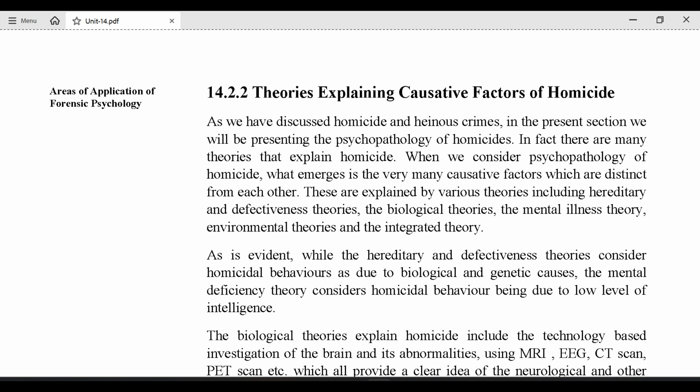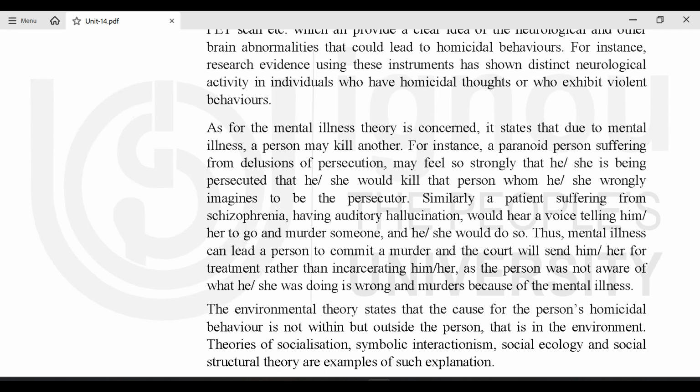The biological theories that explain homicide include the technology-based investigation of the brain and its abnormalities, using MRI, EEG, CT scan, PET scan, etc., which all provide a clear idea of the neurological and other brain abnormalities that could lead to homicidal behaviors. For instance, research evidence using these instruments has shown distinct neurological activity in individuals who have homicidal thoughts or who exhibit violent behaviors.